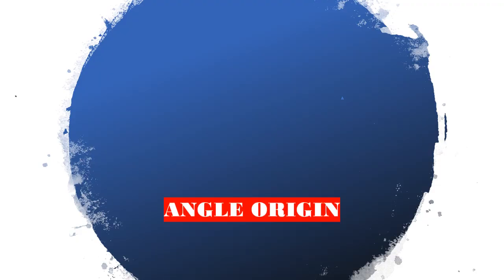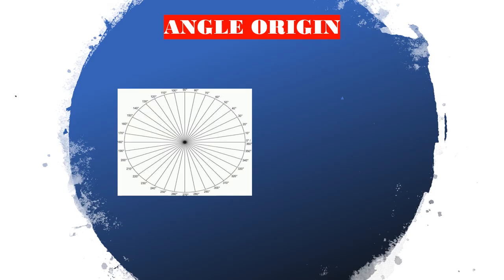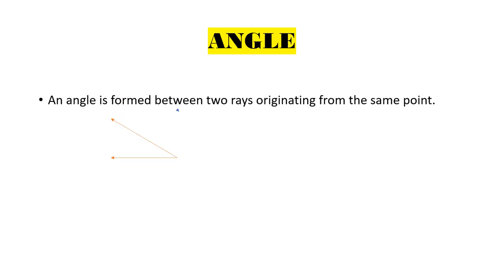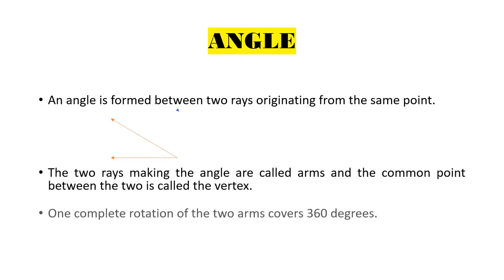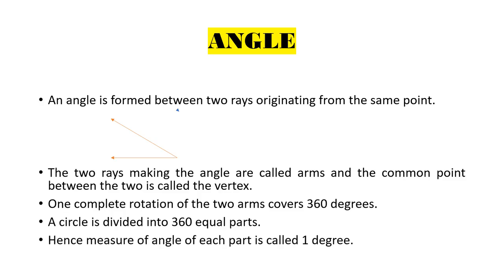Rays originating from a central point are the basis of an angle, and measure of an angle originates from a circle. Let us see how it is. An angle is formed between two rays originating from the same point. The two rays making the angle are called arms, and the common point between the two is called the vertex. One complete rotation of the two arms covers 360 degrees. A circle is divided into 360 equal parts. Hence, measure of angle of each part is called 1 degree.